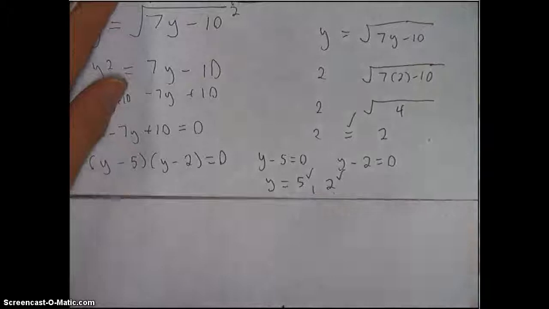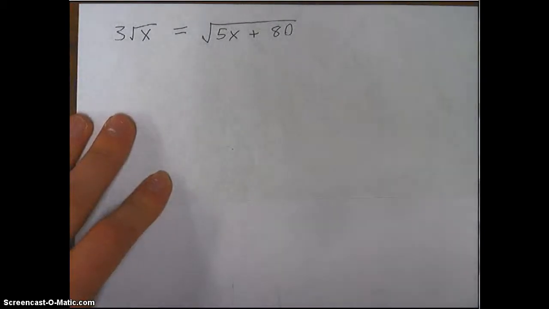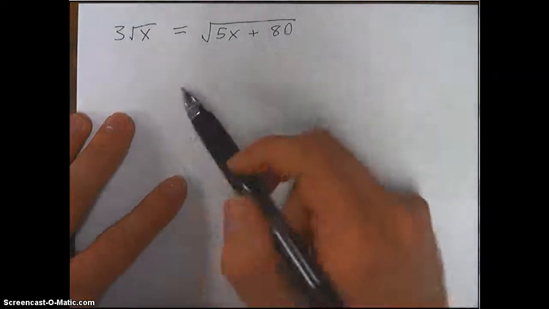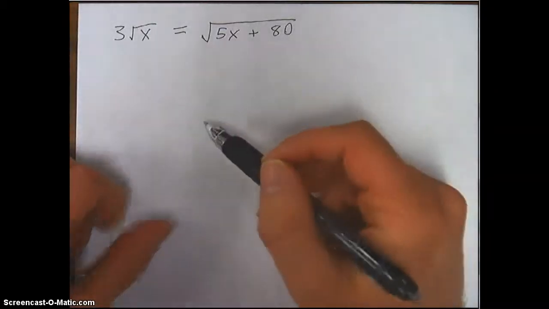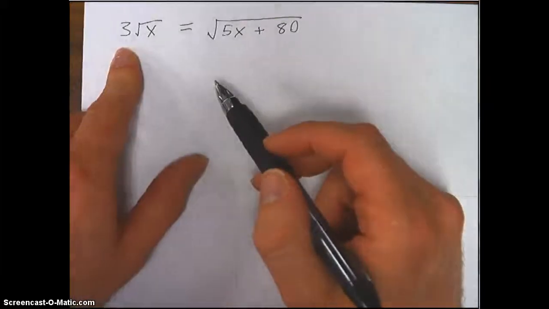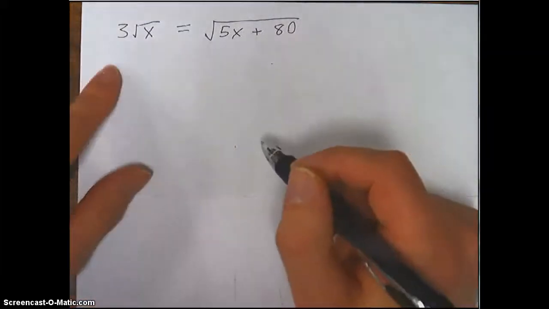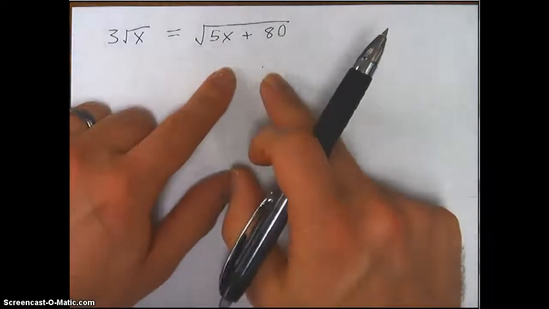The last one I want to show you very quickly is this one right here. 3 root x equals root 5x plus 80. And the process is the same here. I said before we need to isolate the square root. In general, that's true, but in this case, we're not going to isolate the square root because it would get divided by 3 and it'll just be divided by 3 over here. There's no way to isolate the square root without causing something going on over here.